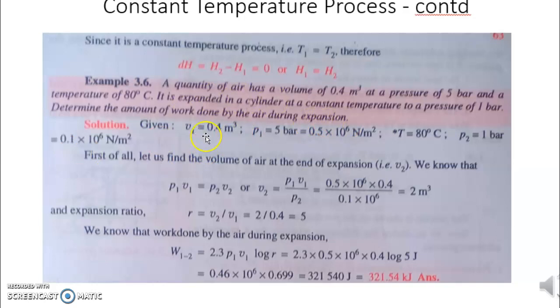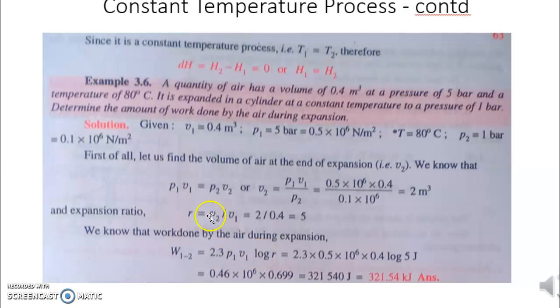Volume V1 is 0.4 meter cube. P1 is 5 bar, which is 5 into 10^5 Newton per meter square. T is the temperature, 80 degrees Celsius. P2 is the final pressure, 1 bar or 1 into 10^5 Newton per meter square. So we are going to find the work done during this expansion process of the air. We can use this equation, 2.3 P1V1 log R.